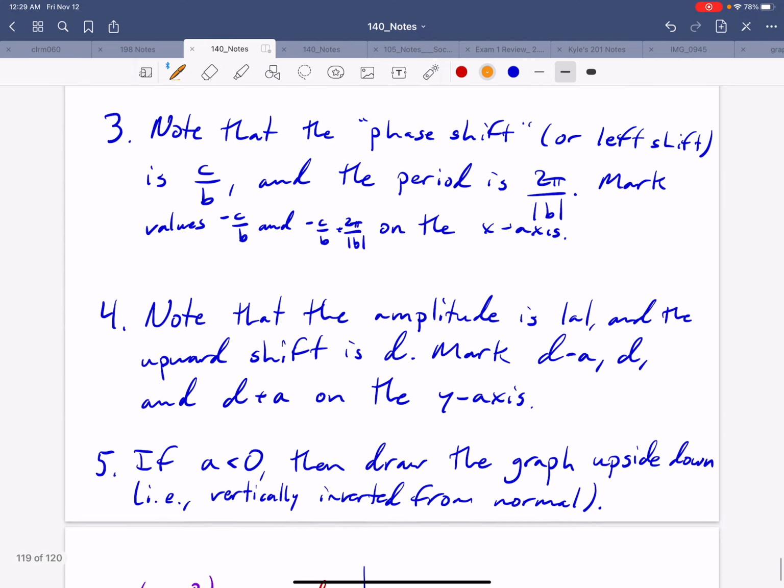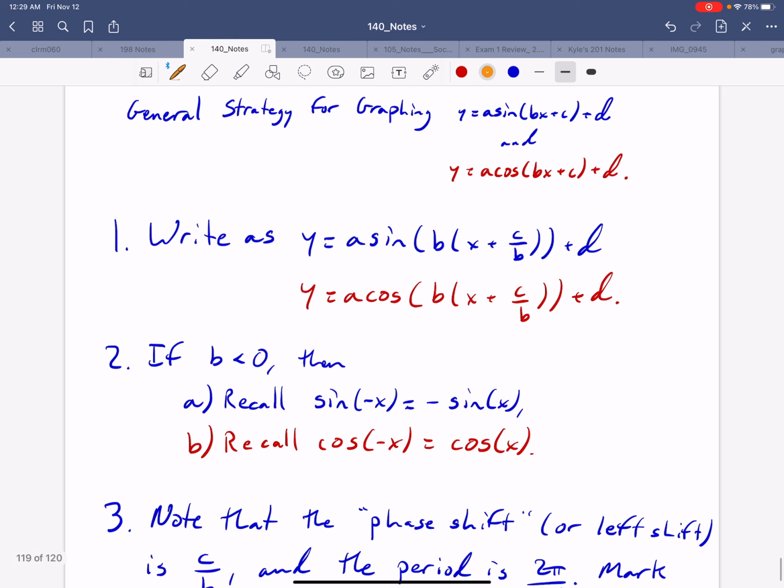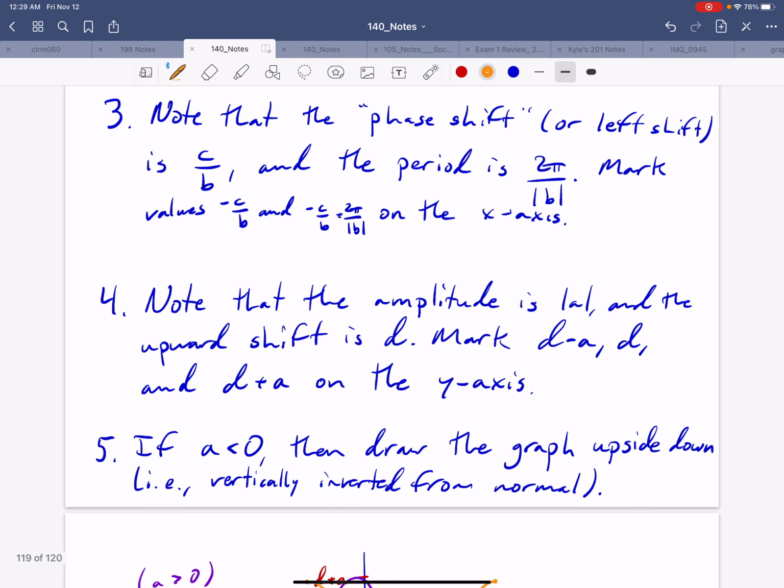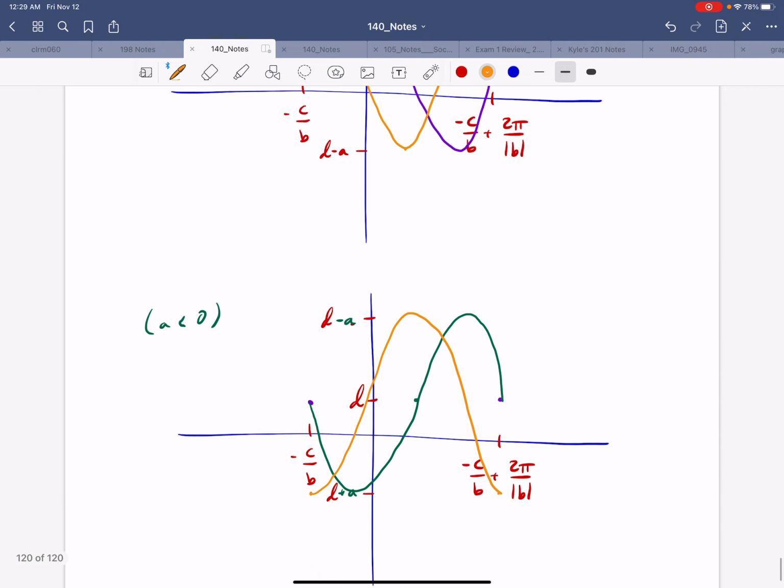So try to memorize this general approach, but more than that, try to understand it. Try to make it make sense. Okay. All right, thanks for working with me. That's all I've got.